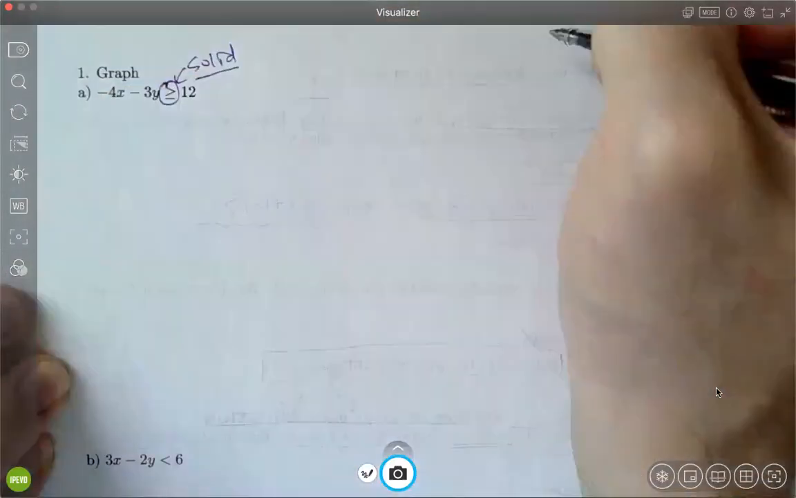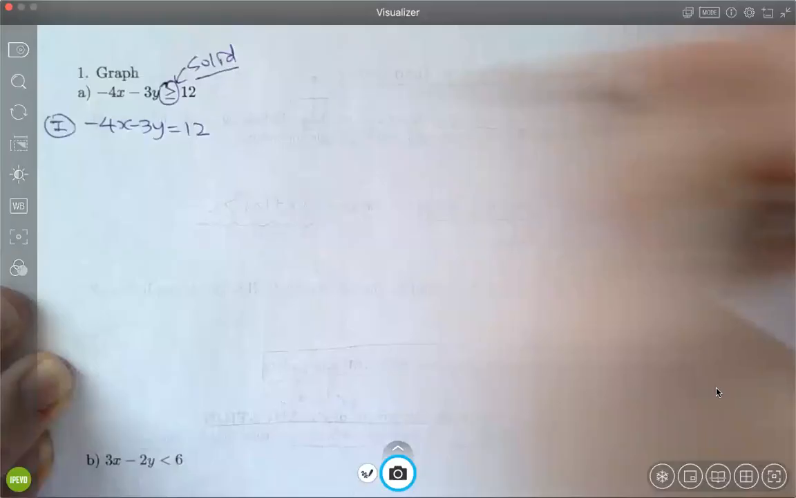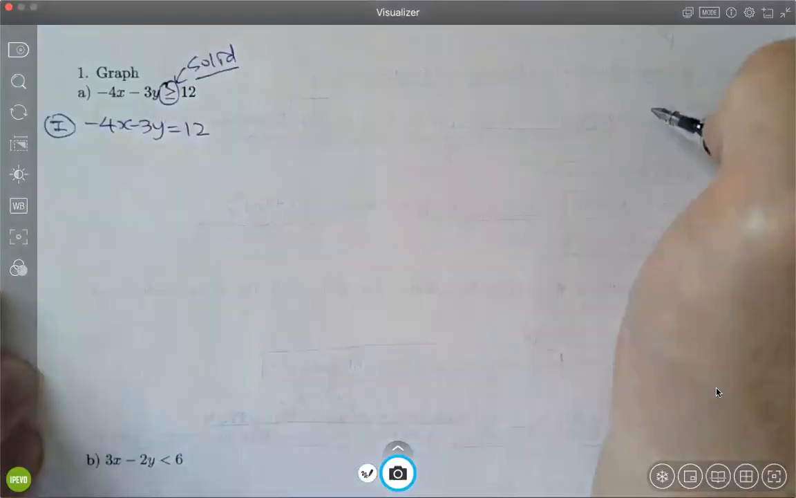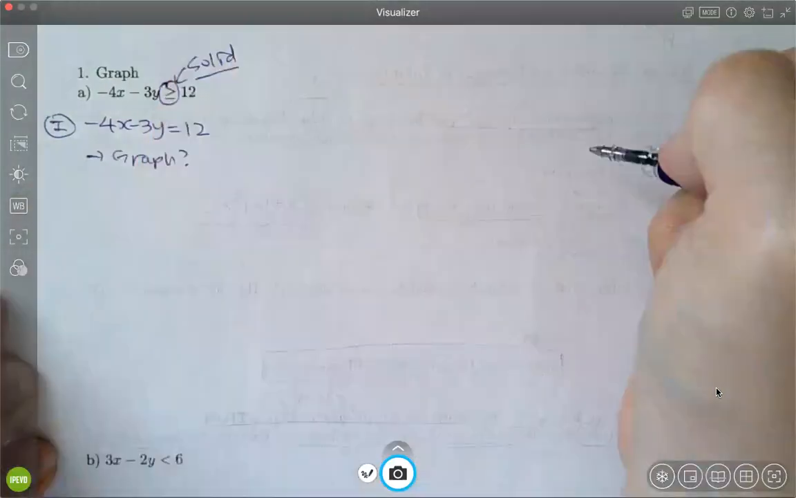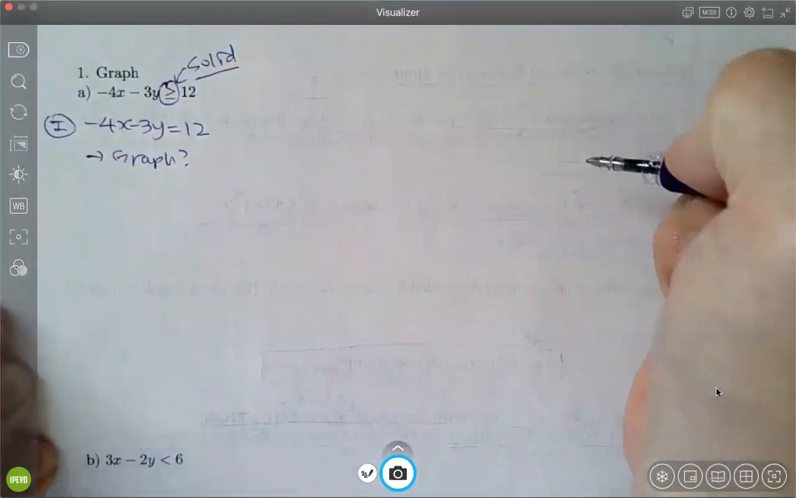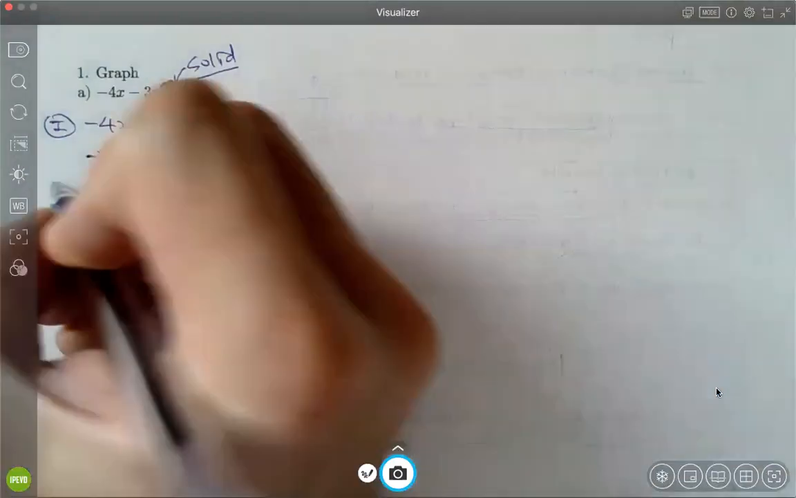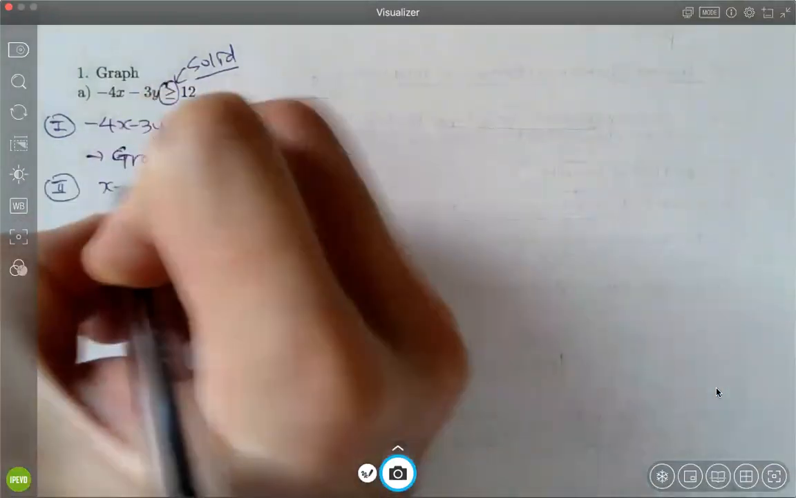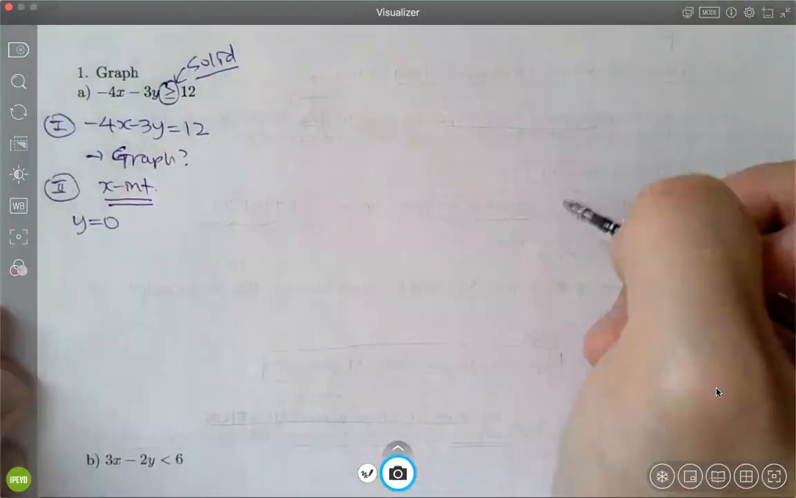So first, what do we do? Well, pretend that we had an equal sign. That means negative 4x minus 3y equals 12. And then we have to sketch the graph. How do you get the graph? We need 2 points. And I said mostly the x and y intercepts will work fine. So find the 2 intercepts. Now, how do you find the x-intercept? Set y to 0. Remember that?